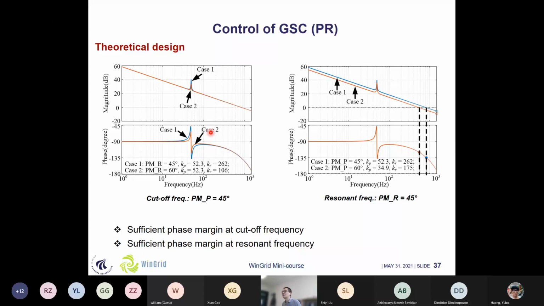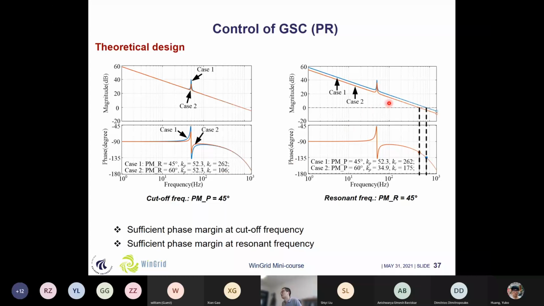So here we have two cases to show how we can design these PR parameters. The first case is that we have the same phase margin of 45 degrees at the cutoff frequency, and we have a different phase margin at the resonant frequency, either 45 or 60. Because we have the same bandwidth, the proportional values of this controller are the same. But the resonant coefficient becomes a little different if we want a different phase margin at the resonant frequency.